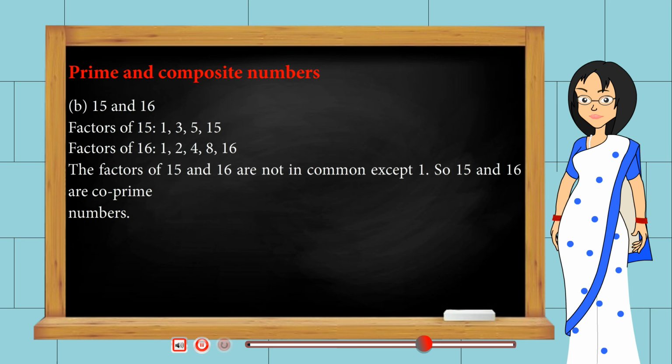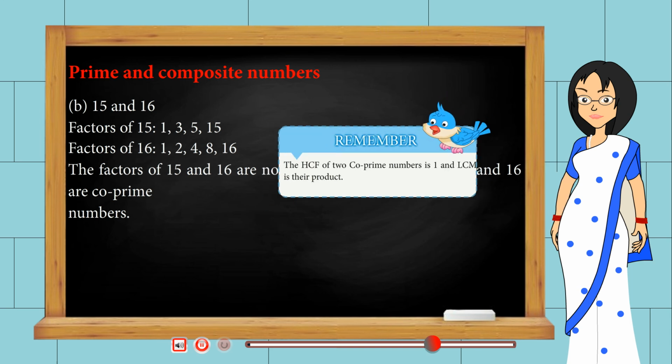15 and 16. Factors of 15: 1, 3, 5, 15. Factors of 16: 1, 2, 4, 8, 16. The factors of 15 and 16 are not in common except 1. So 15 and 16 are co-prime numbers. Remember, the HCF of two co-prime numbers is 1 and LCM is their product.